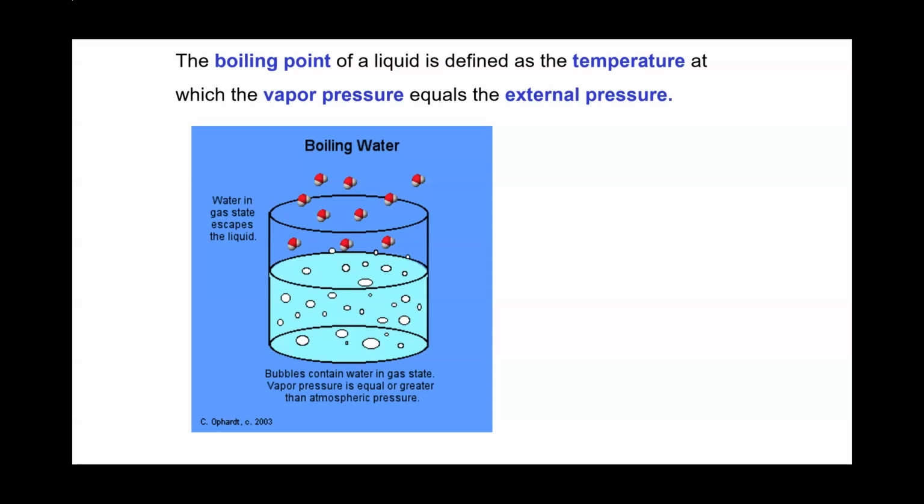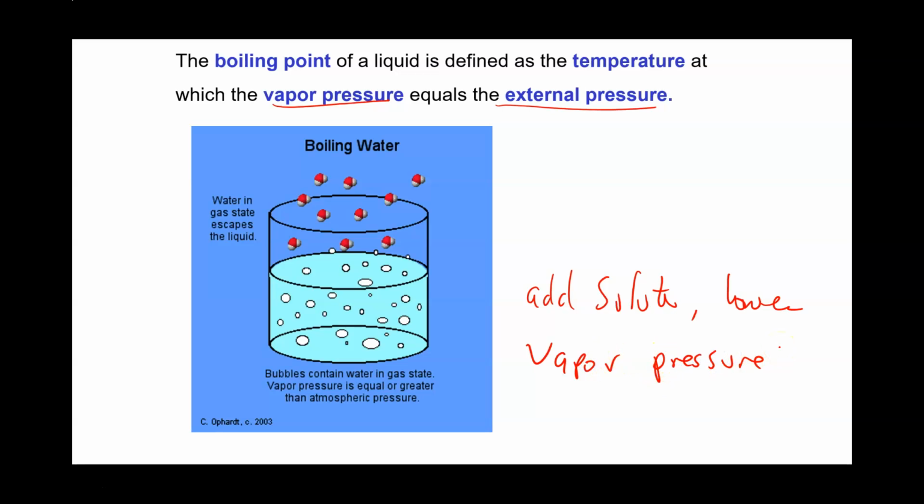So we earlier defined that the normal boiling point, or the boiling point of a liquid, is defined as the temperature at which the vapor pressure equals the external pressure. And what we know is that if we add a solute, we lower the vapor pressure.